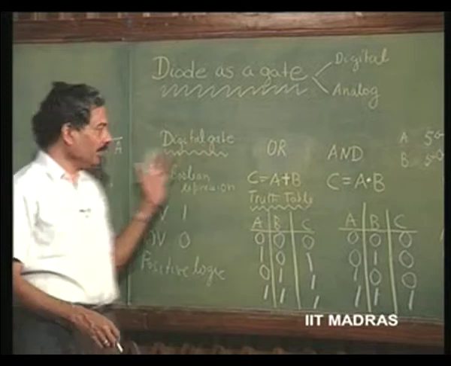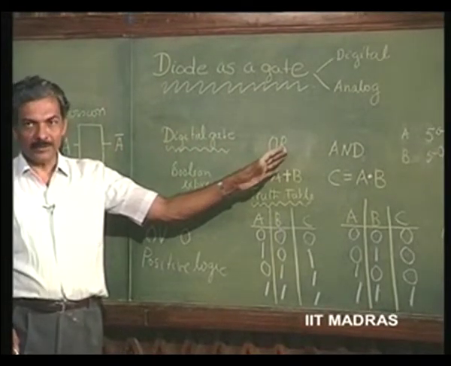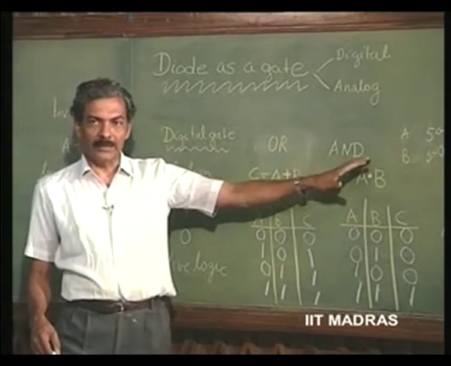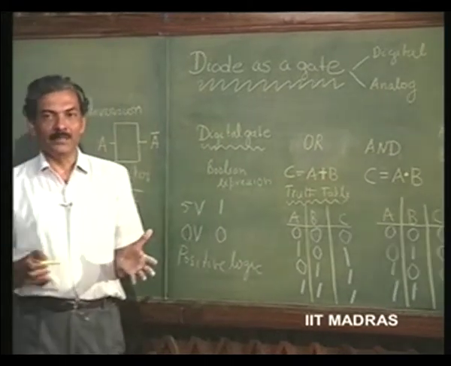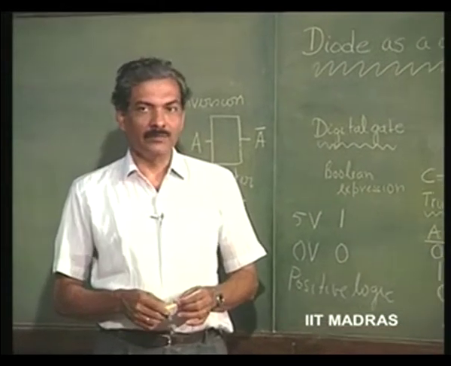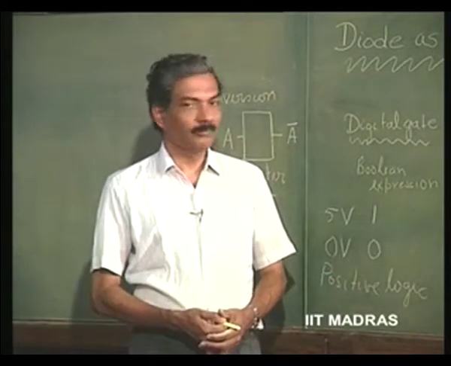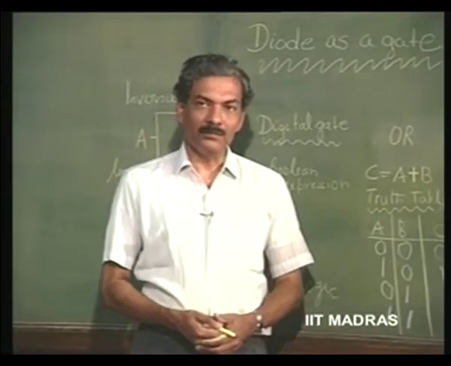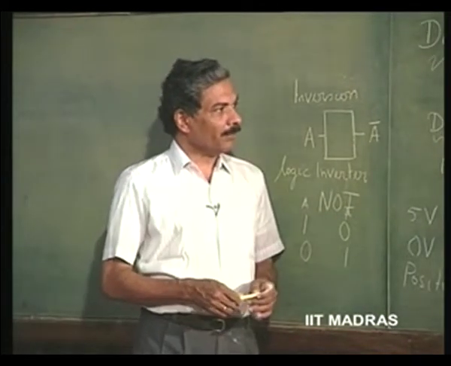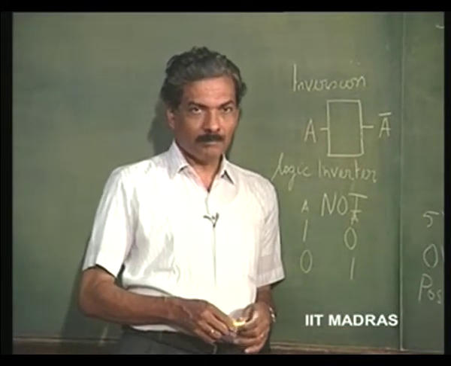So, if I couple NOT operation with OR operation, it becomes NOR gate. If I couple NOT operation with AND operation, it becomes NAND, and NAND by itself is a complete operation. NOR by itself is a complete operation, which can be repeatedly used, and you can build a digital system to perform a variety of digital functions. So, we will stop at this juncture, except to give you a problem.